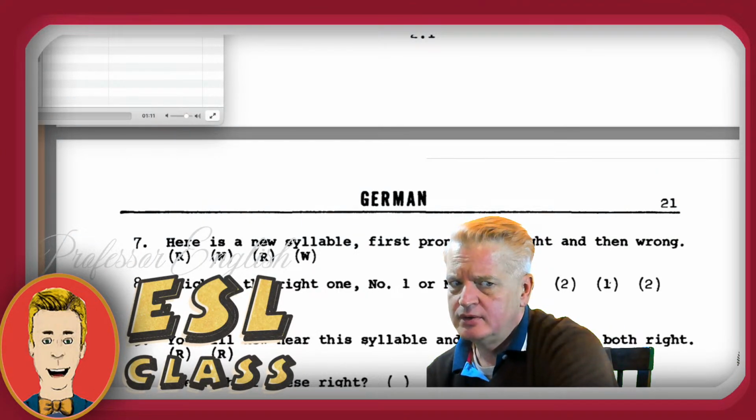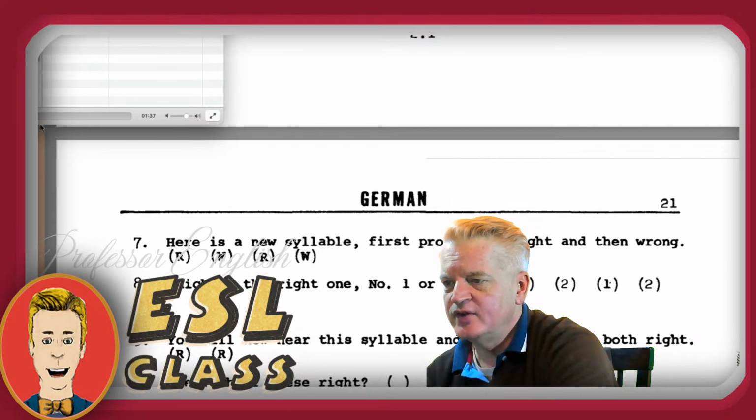She, she. 8. Which is the right one, number 1 or number 2? Number 1. She. Number 2. She.